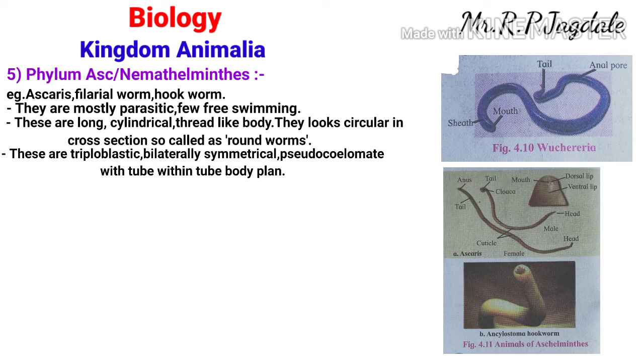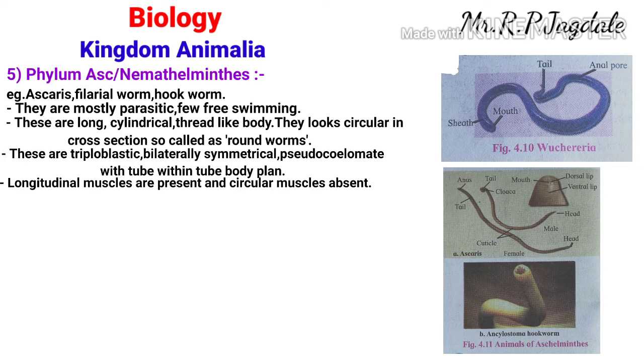Pseudocoelomates, meaning the cavity looks like a true cavity, with a tube within tube body plan. There is a presence of longitudinal muscles on their body but absence of circular muscles. The longitudinal muscles play a very important role in their locomotion, because there is an absence of legs in them. So by using muscles they locomote.